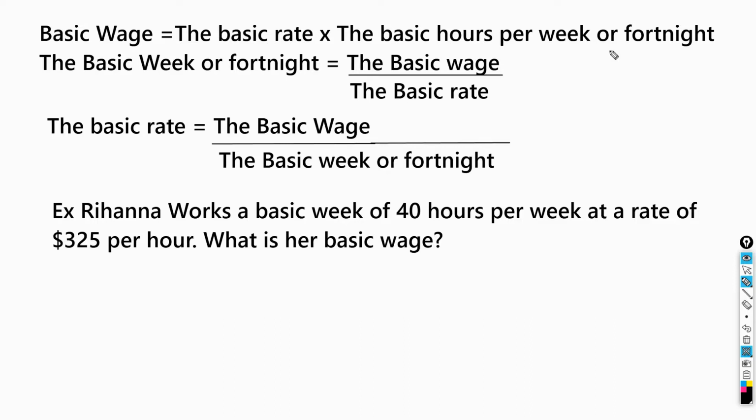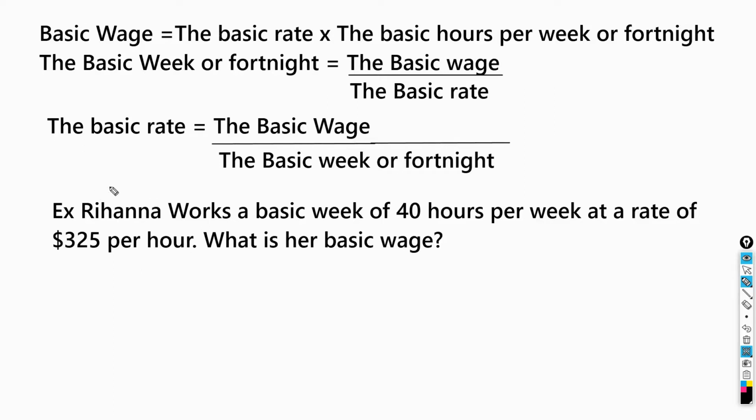Cool? Then it says here the basic week or fortnight is equal to the basic wage divided by the basic rate, right? How much you get paid divided by the rate is how many hours you worked, right? Then this says the basic rate is equal to the basic wage divided by the basic week or fortnight, right? So the basic rate is how much you get paid divided by the amount of hours you work. Cool?